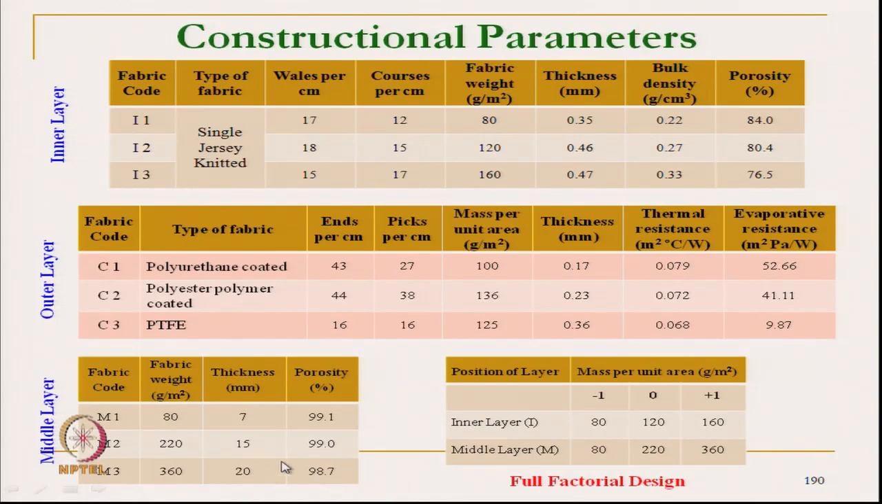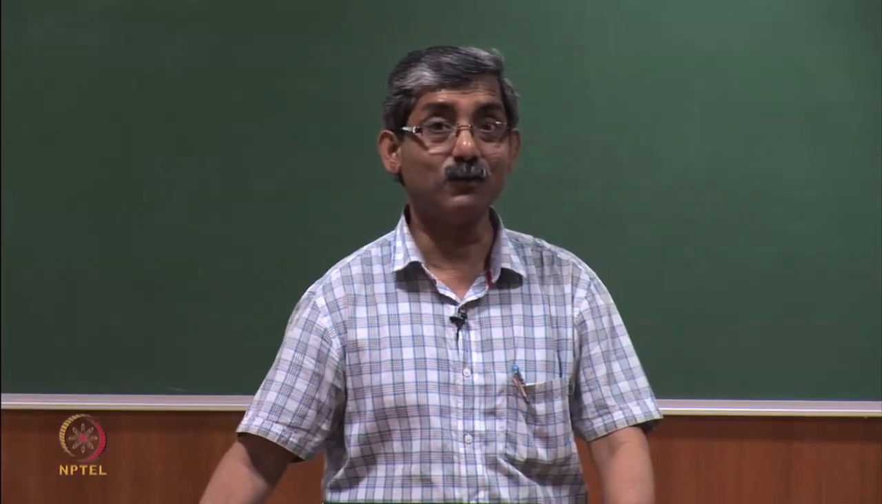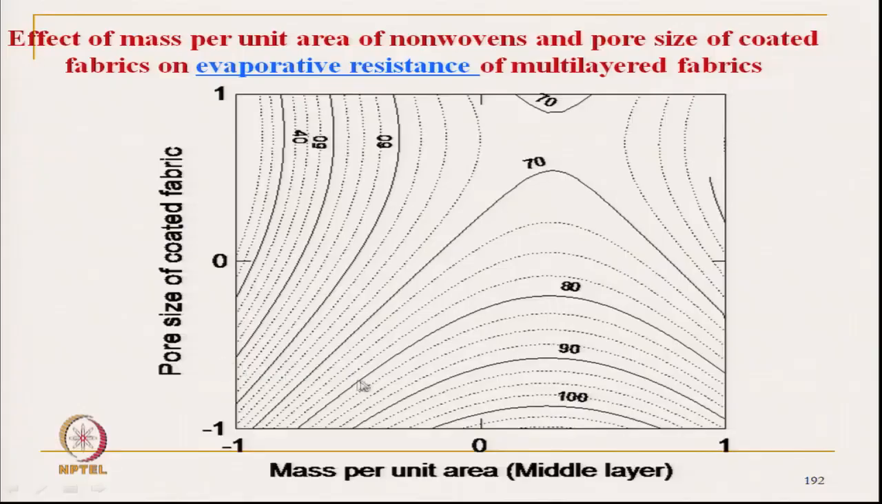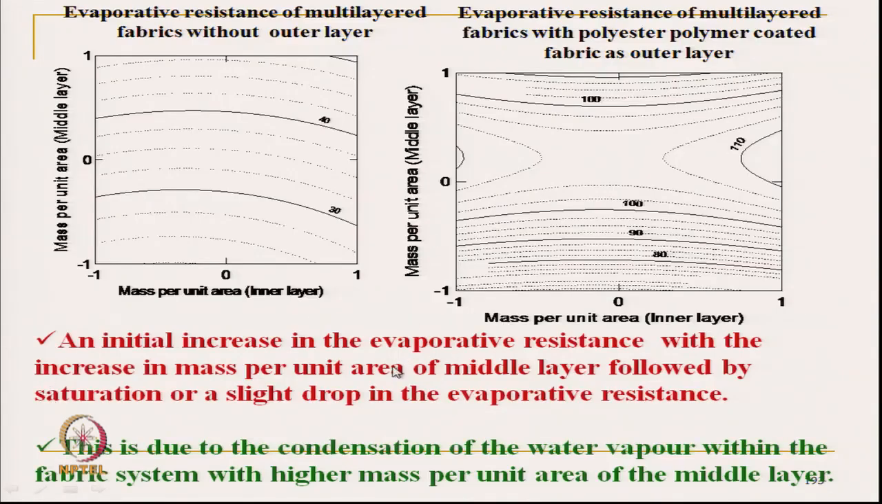So, that means the moisture has to travel a longer path. Due to that, during travel the moisture has started condensing within the fabric structure. So, suddenly the moisture vapor resistance, the evaporative resistance, drops here. So, an initial increase in evaporative resistance with the increase in mass per unit area of the middle layer is followed by saturation or a slight drop in evaporative resistance. This drop is due to saturation, due to the condensation.